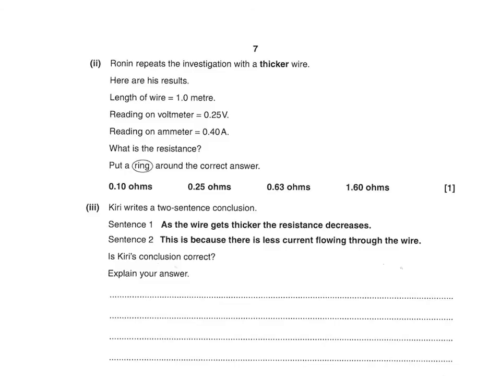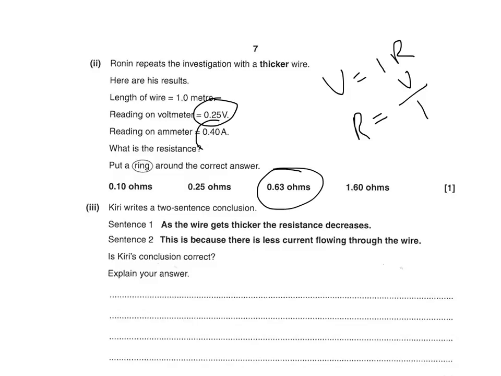Ronan repeats the investigation with a thicker wire. Here is the results, there they are. Put a ring around the correct answer, so that is 0.63 ohms. So remember, V equals IR. You can see this on your formula sheet at the front. Then you've got to rearrange that to get resistance. So resistance equals voltage over current. Dividing the voltage by the current gets you that number.